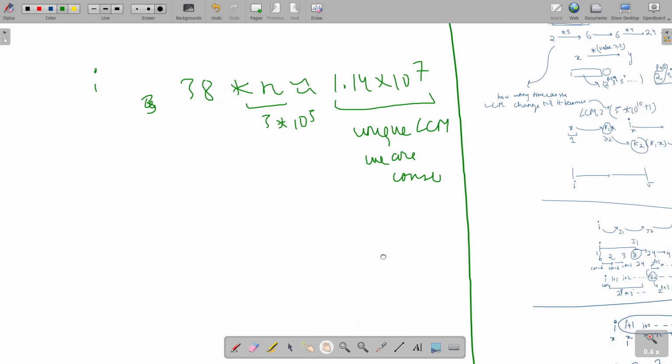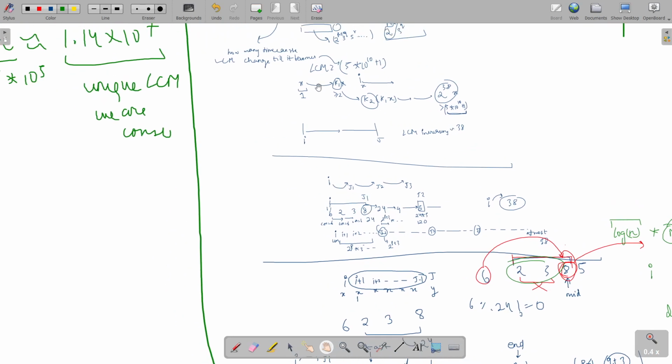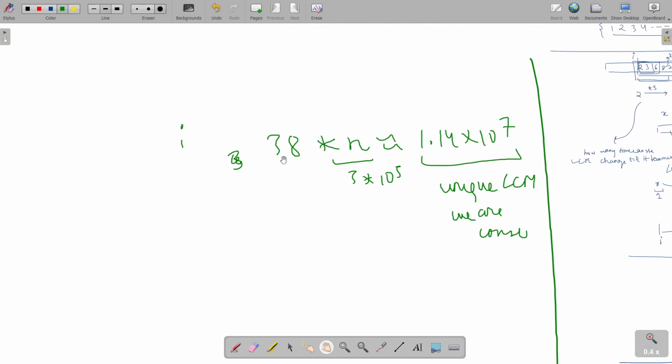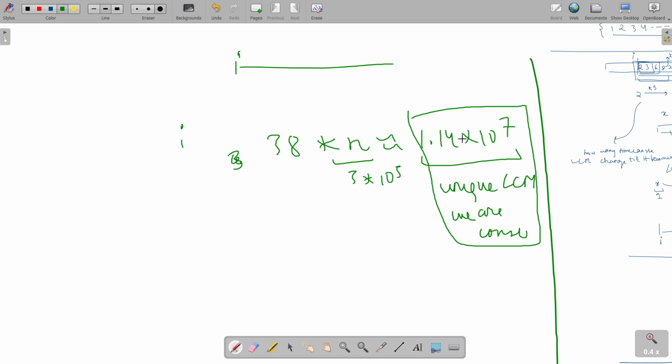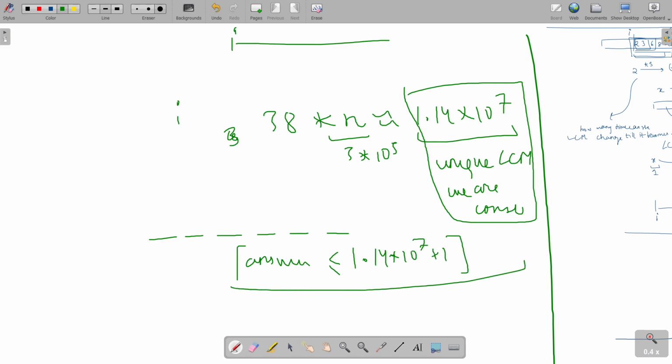Initially, at the very beginning, I gave you a rough bound on the answer, which was around 5 into 10 to the power 10 plus 1, because that was the number of segments. But then we talked about how we only need 38 LCMs per I, per left point of the segment. So we need only 38 into n LCMs, and that means that we have only these many unique LCMs that we are concerned about. And by that, what we can say is that the answer will be less than or equal to this value.